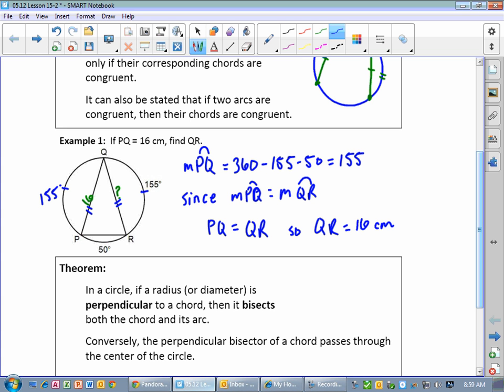Now notice how we had to find the missing arc to make sure they were congruent. We just can't assume they're congruent. We need to double check they actually are. If they're not, that means we need something else.